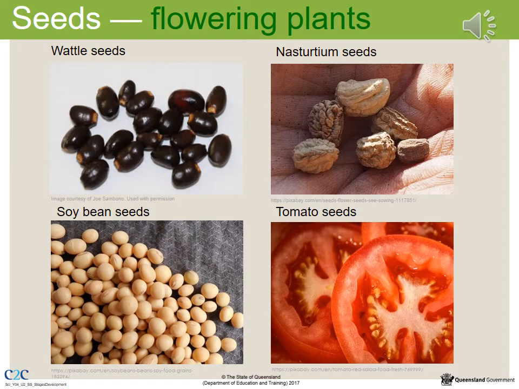Now, having a look at the pictures, you'll notice that seeds all look different. They don't look the same. Some seeds are really big, like the nasturtium seeds you can see there. I've got some custard apple seeds here at home, and they're quite big, and they kind of look like the wattle seeds, but I know they're a bit bigger than the wattle seeds. And seeds can be really, really tiny too. They can be so small that you can barely see them.